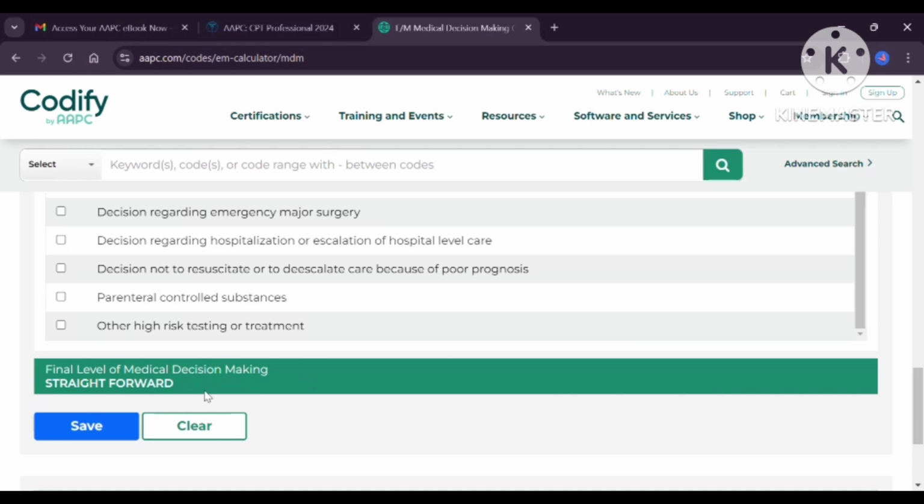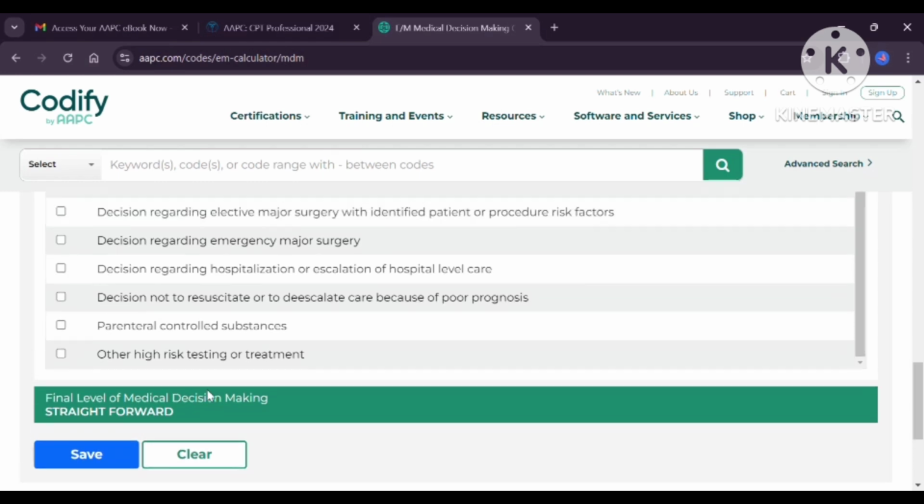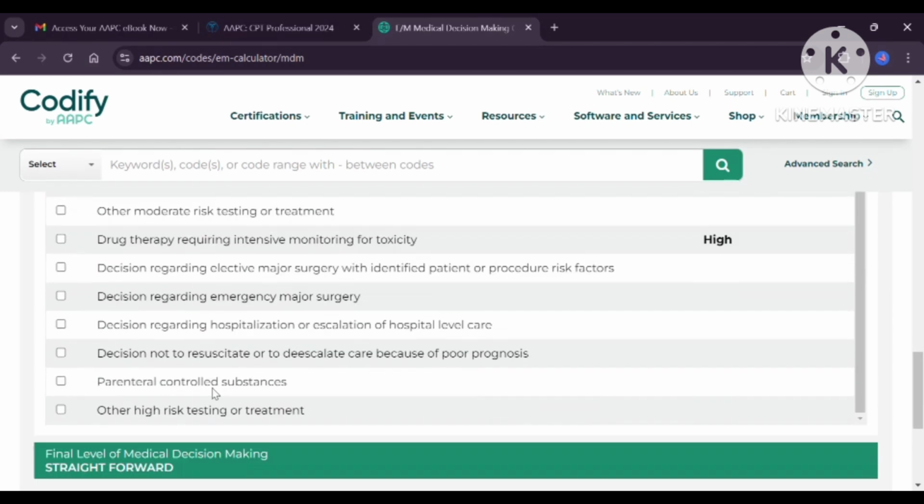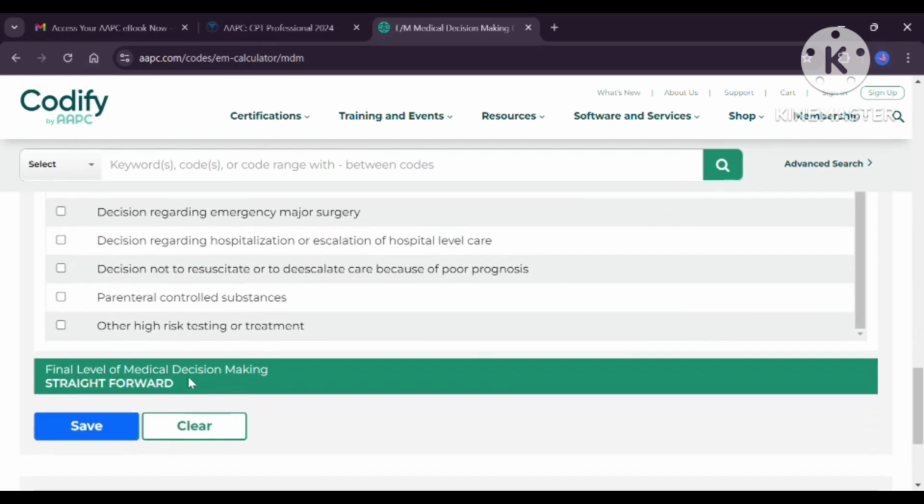But in this patient itself, if I change the scenario, I say that my patient has a fracture. My patient has a fracture. The whole picture will change now. I have to alter all the data I have entered here. I have to alter everything. Then the level of MDM will also change. So based on the severity and the criticality of the disease, the level of MDM will change.